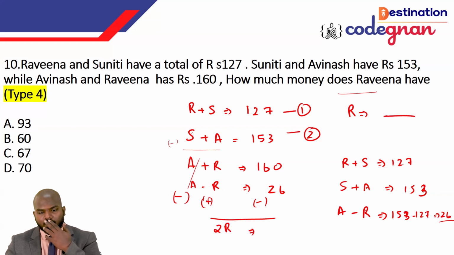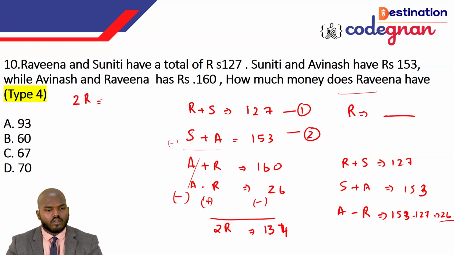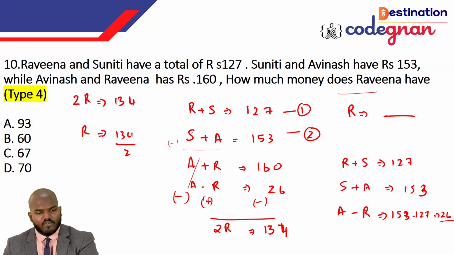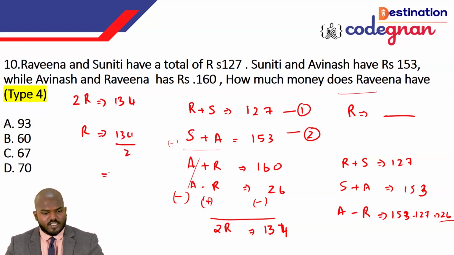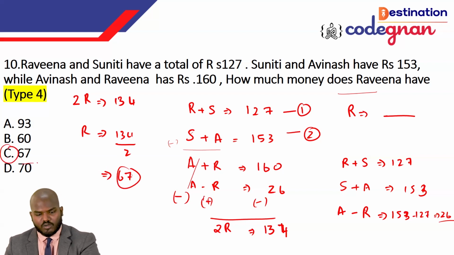2 times R is equal to 160 minus 26, and we can call the value 134. 134 is the value we get here, that is 2R is equal to 134. So R is equal to what? 134 by 2 gives the answer 67. That is the value we get here. Option C is the correct answer, and in this way we can solve this question.